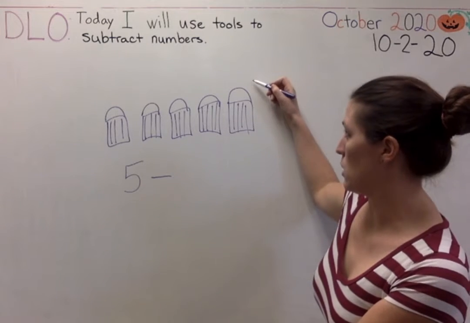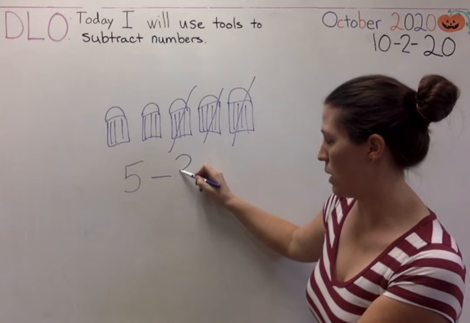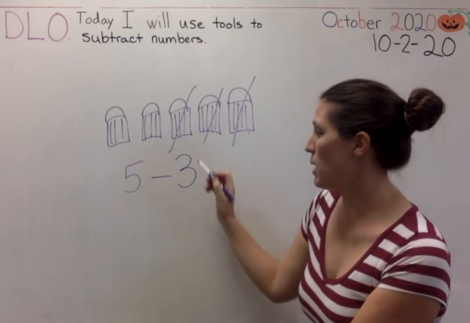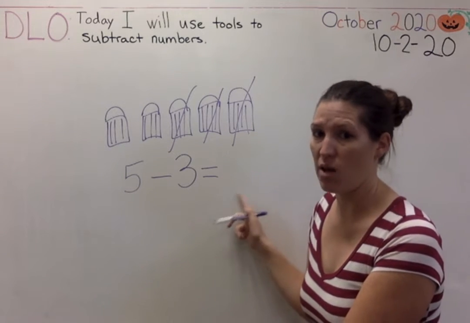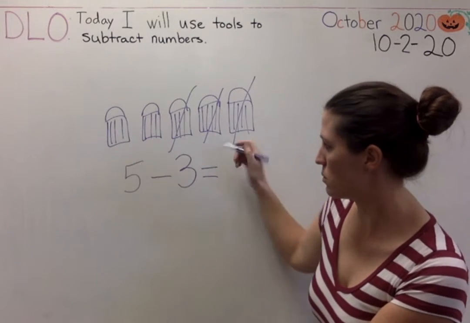I ate 3. Let's cross them out. 1, 2, 3. Around the tree, that's the way you make a 3. How many cupcakes are left? Equals, how many are left? What's the difference? Let's count. 1, 2. 2 are left.